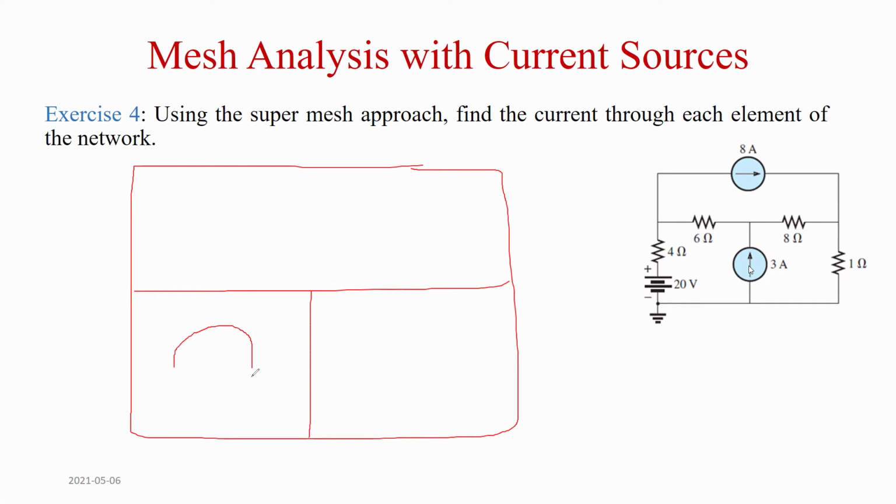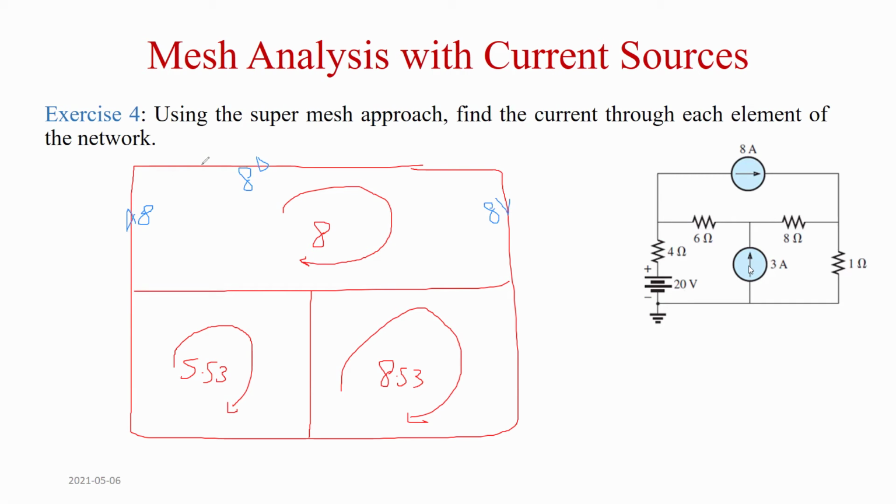The current here is 5.53. The current here is 8.53. The current here is 8. Okay, so the current here is 8. Here it is 8 because there is one mesh here.